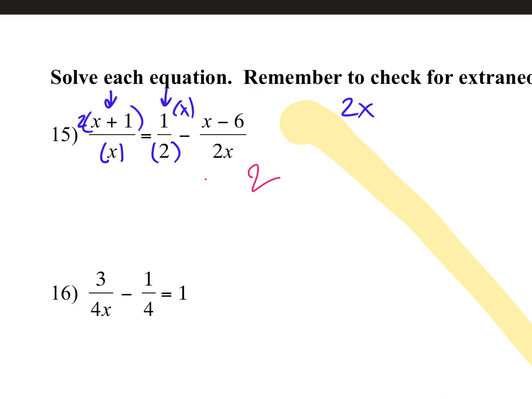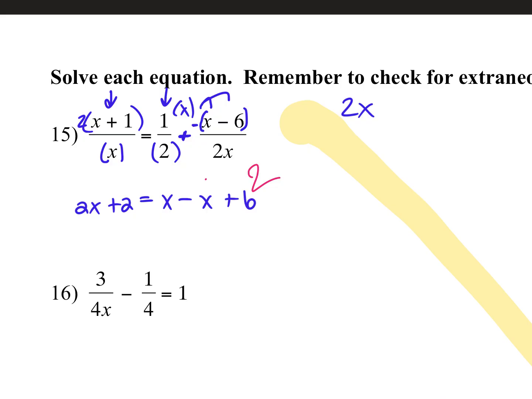My third fraction, guys, look, this is a minus sign. So you got to change that and stick that right here. What's going to happen with that minus sign? You have to distribute it. There's a lot going on in that problem. So what you end up having is 2 times x is 2x, plus 2 times 1 is 2, equals 1 times x is x, and then distribute. Minus x plus 6.